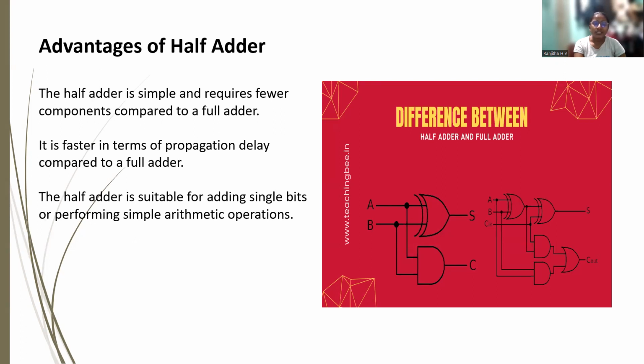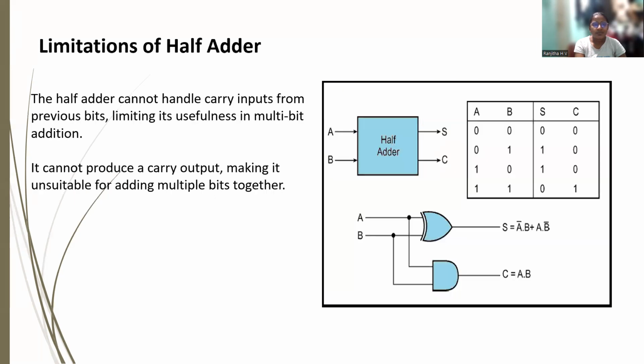Advantages of half adder. The half adder is simple and requires fewer components compared to the full adder. It is faster in terms of propagation delay compared to a full adder. The half adder is suitable for adding a single bit or performing simple arithmetic operations.